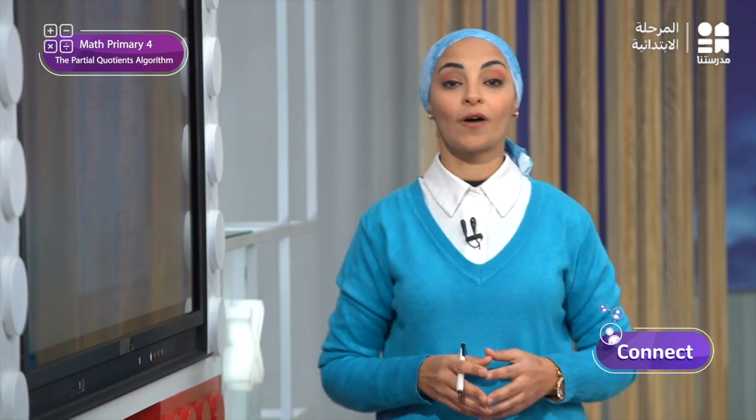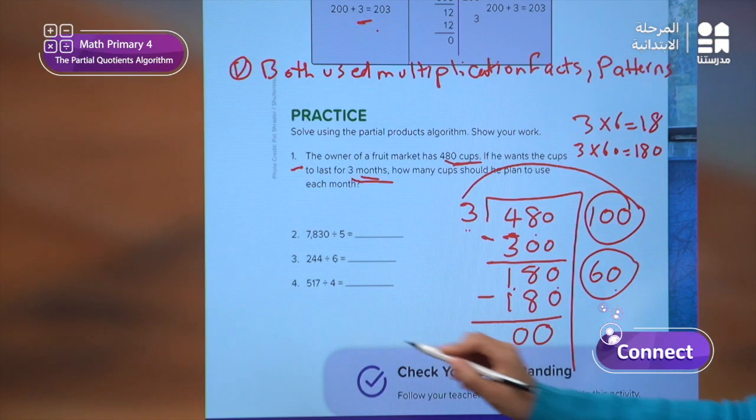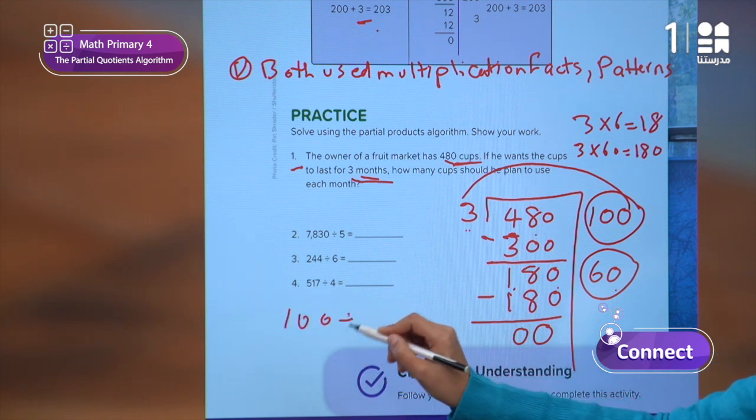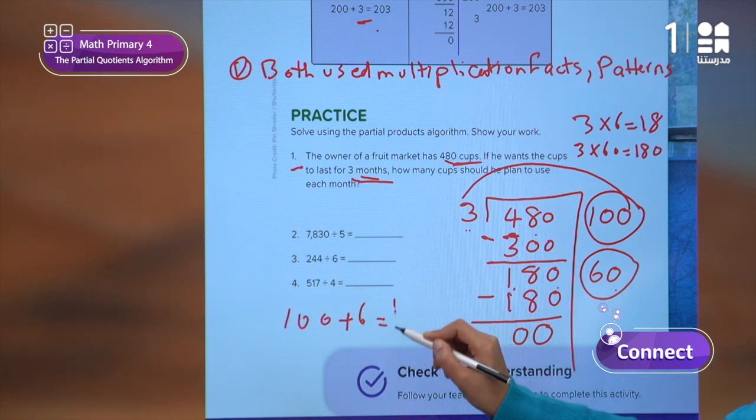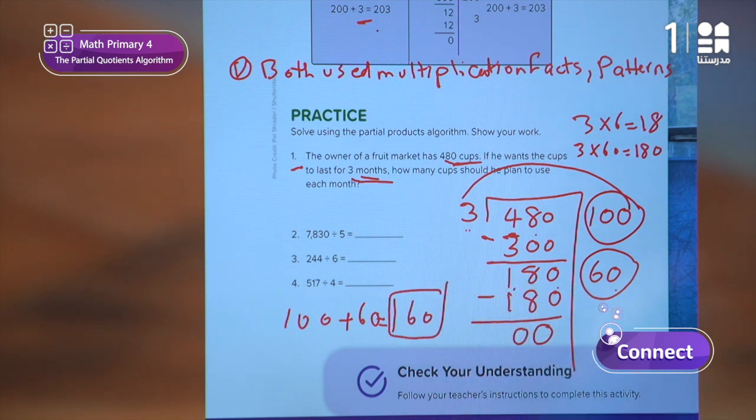Now I want to find the quotient. What is the quotient? I will add these numbers on the right side. So 100 plus 60 equals what? Equals 160, and this is my answer.